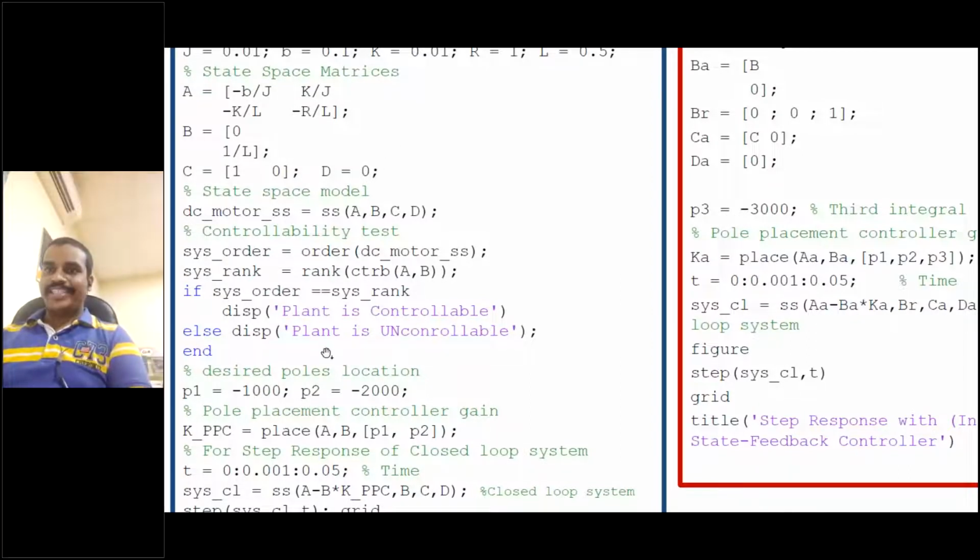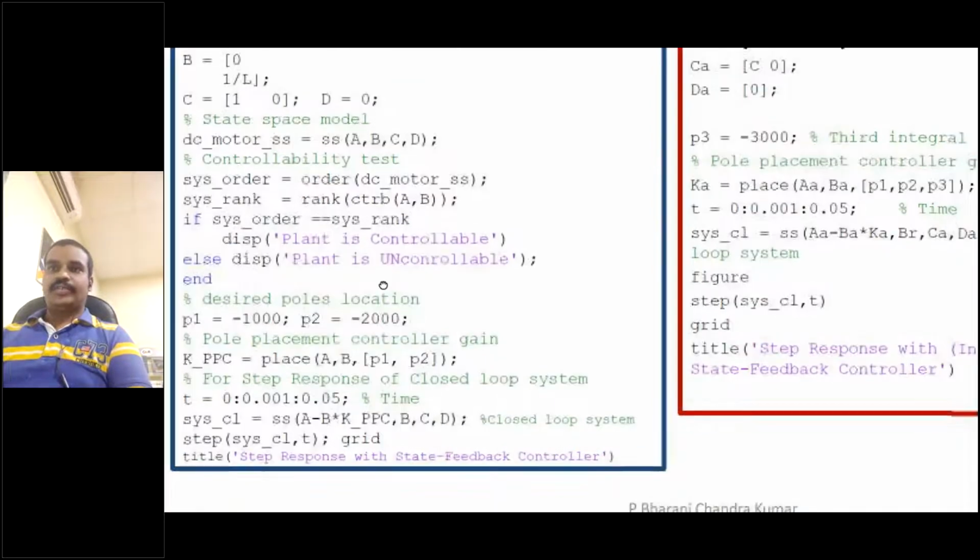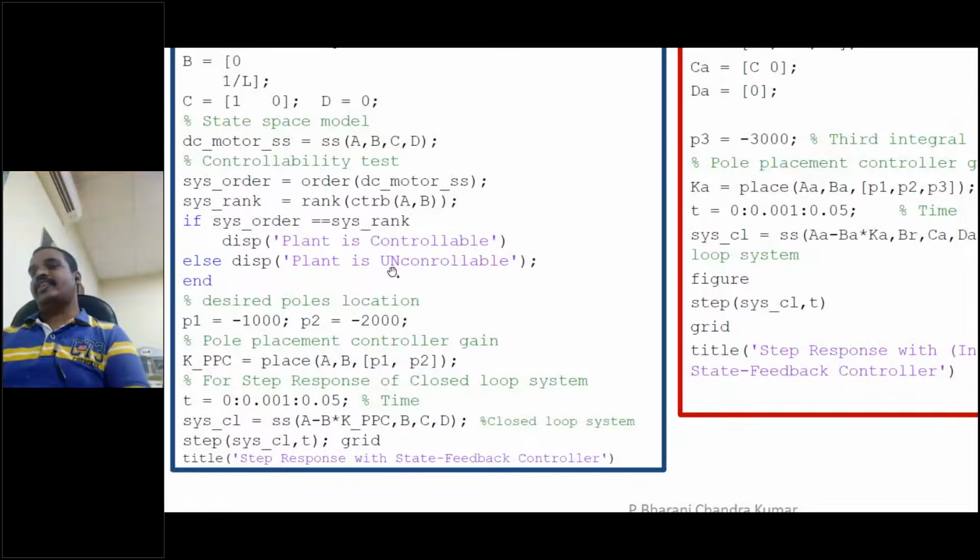So this will tell us whether the plant is controllable or uncontrollable. If it is uncontrollable, leave it; you cannot design the pole placement controller. Then the desired poles, I have selected as -1000 and -2000 because I want a very fast response. And the pole placement gain K, with the command place or ACKER, will give you the same thing: A comma B comma P1, P2. So these are the desired poles.